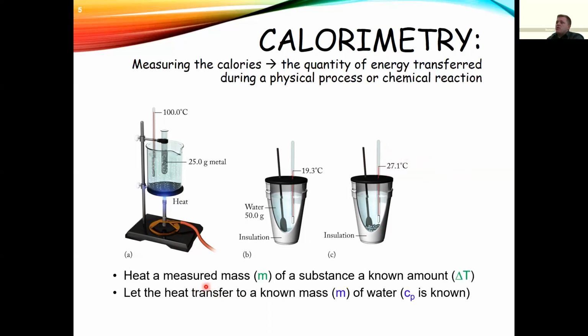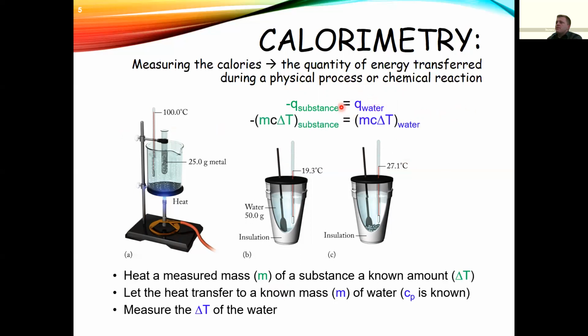So now we know the mass of our substance, we know the mass of water, we know the heat capacity of water from previous measurements. And then we just measure that change in temperature. Now we have all the pieces we need to set up an equation that looks like this, where we say the heat given off by the substance when it's put in the cold water is equal to the heat gained by the water.